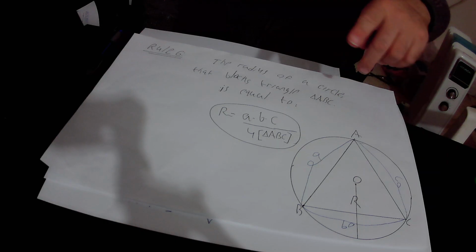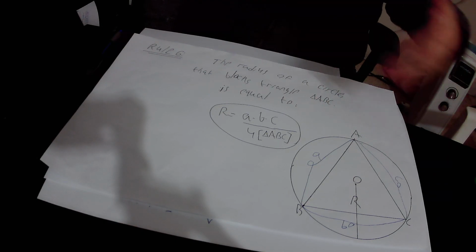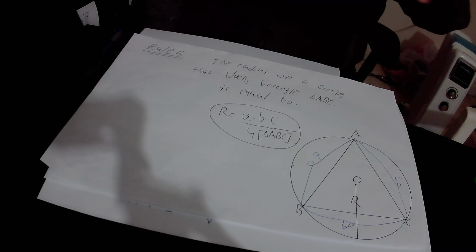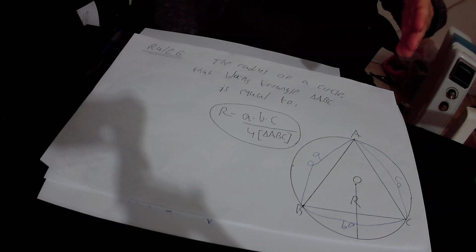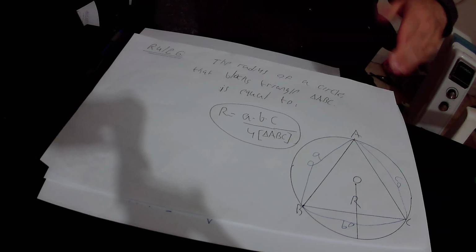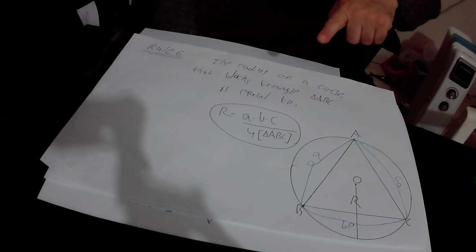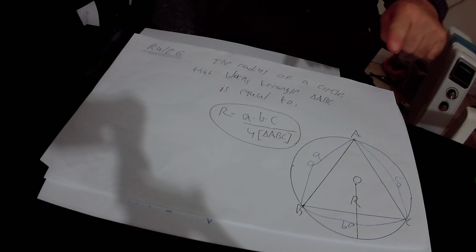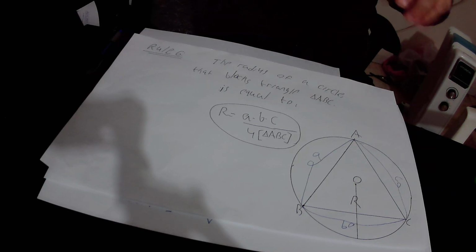Side AB of this triangle ABC equals A units in length, side BC equals B units, side AC equals C units. The radius of this circle is R according to our definition. According to this rule number 6, the radius of the circle that blocks triangle ABC, that could be any triangle, is R equals A times B times C, that is the multiplication of the side lengths of the triangle by each other, over 4 times the area of this triangle ABC, that is blocked by the circle.